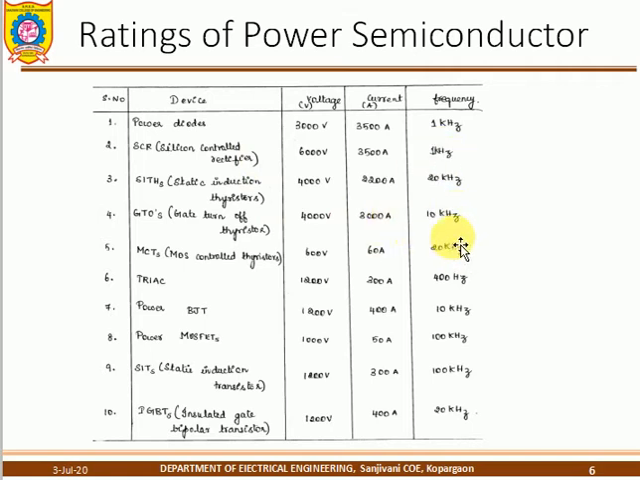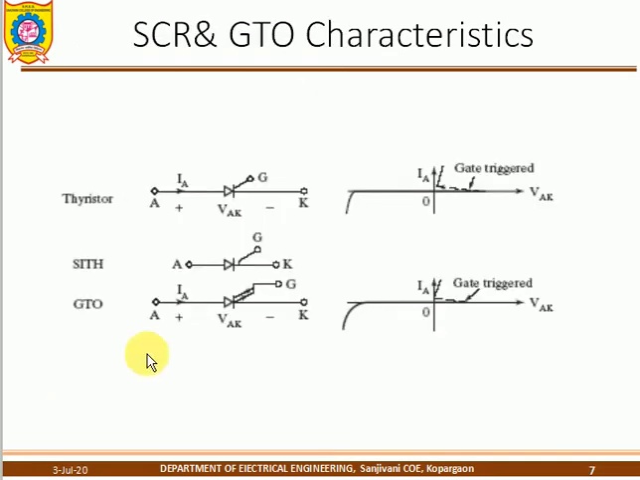When you compare the GTO with the SCR, the voltage, current and power ratings are lower, but the switching frequency is higher. The GTO switching frequency is 10 kilohertz. These are the symbols of the thyristor and the GTO. I have already shown you the symbols.